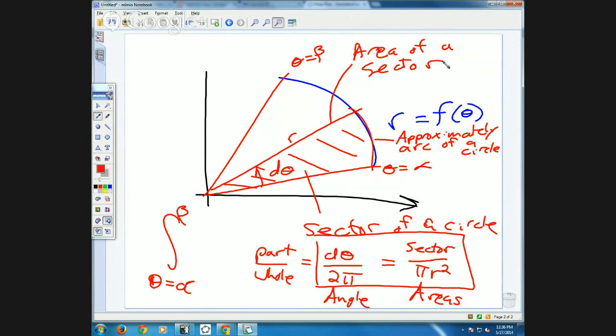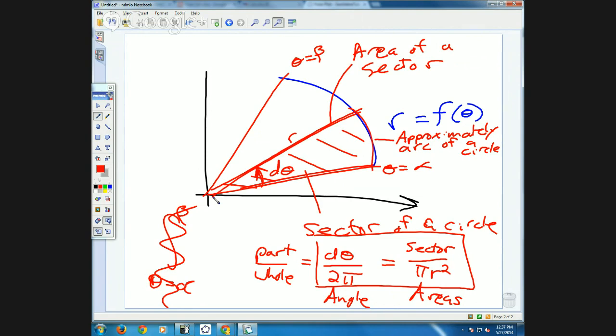So we're trying to find the area of a sector because we're trying to figure out how to integrate to find an area. We're not quite at integration yet, but we're getting there. We've got some function, r, a function of theta. If we zoom in on it and take a little chunk of angle, call that d theta, essentially what we have is a sector of a circle.